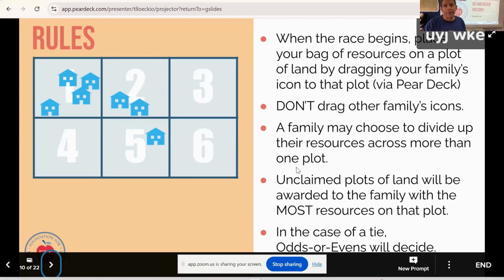But if a family only has 3 resources on it and another family only has 1 on it, well, then the one that has the most resources wins and the other does not because they didn't hit the most.